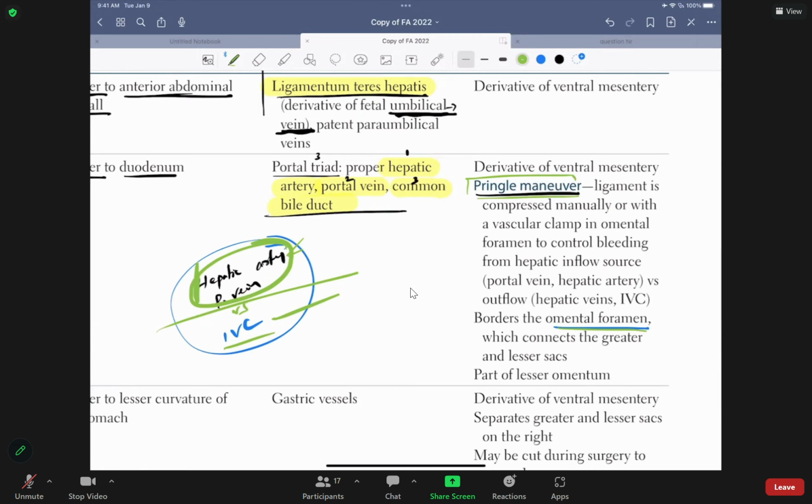Go ahead, Alize. What's the question? So my question was, you said where you put your finger to control the bleeding. That location, is it the one that you showed us, like the circle part? No, that circle part is literally cut on the picture I showed you. This is an omental foramen. Let me see if I can show you here.